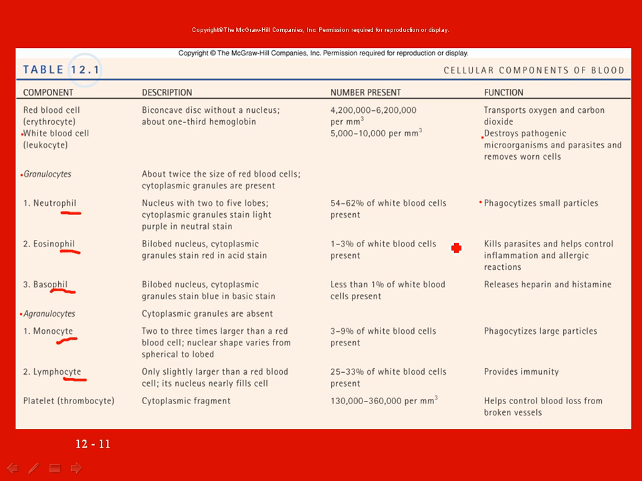Eosinophils. We look at eosinophils. Eosinophils are pretty interesting. They work to kill parasites and help control inflammation and allergic reactions. So if you have a tapeworm or something like that, eosinophils will actually be trying to get rid of that.